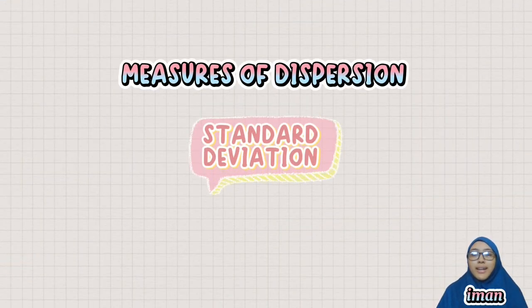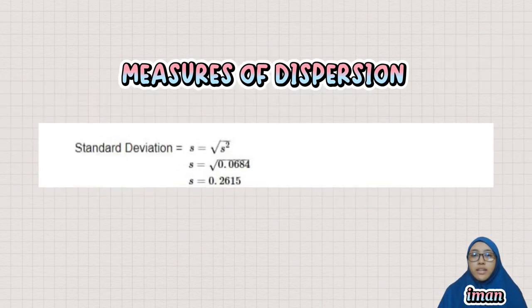Hello, I'm Iman Alia, and I will be talking about the standard deviation. To find the standard deviation, we take the square root of the variance. In our case, the standard deviation is 0.2615. So the standard deviation provides us with a measure of spread or variation that's easier to interpret because it is in the same units as our data. A higher standard deviation indicates more variation, while a lower one means less variation. Both variance and standard deviation are valuable in understanding the variability of our dataset.